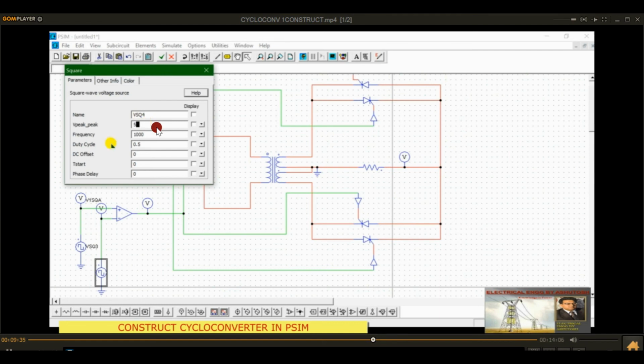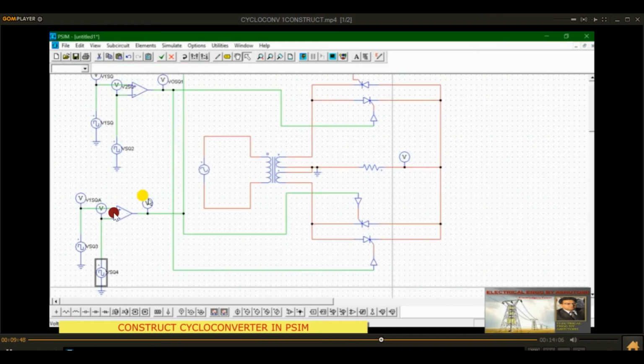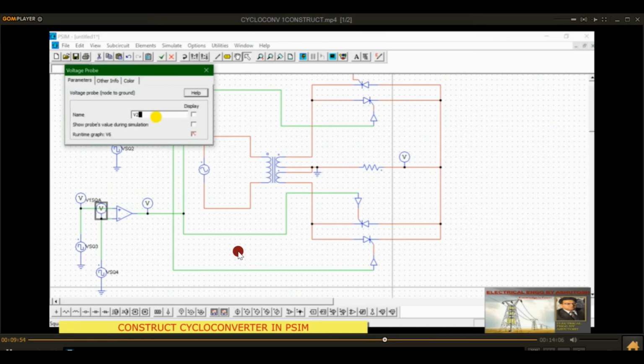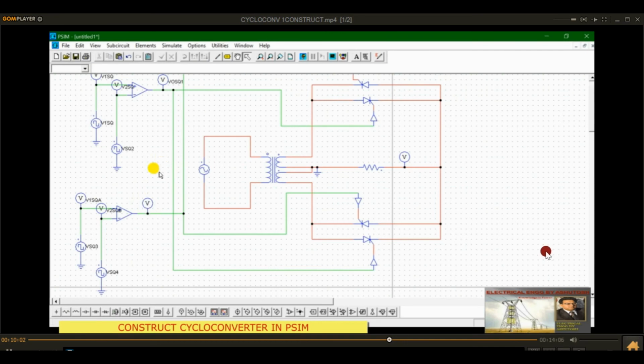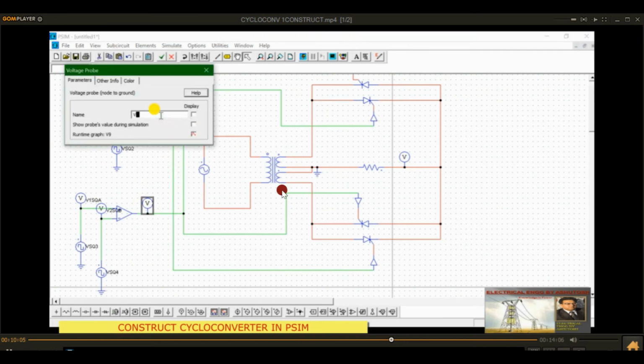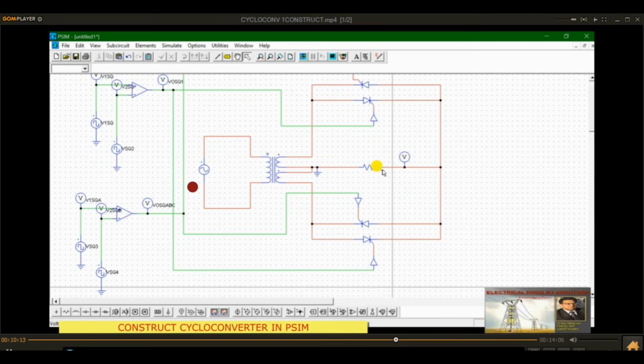Then again see, for the right one we are putting 100 hertz, 25 hertz. Duty cycle is the same 0.5 and phase delay. Always remember there will be a phase delay of 180 degrees for this set of comparator. Okay, there will be a phase delay of 180 degrees. So this will control the positive sets of thyristors getting signal, and this will control the negative sets of thyristors gate signal. This is important.